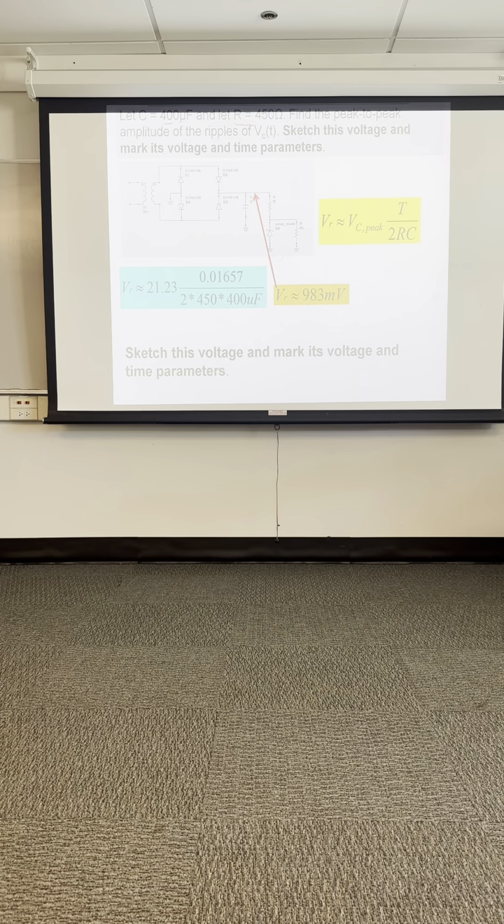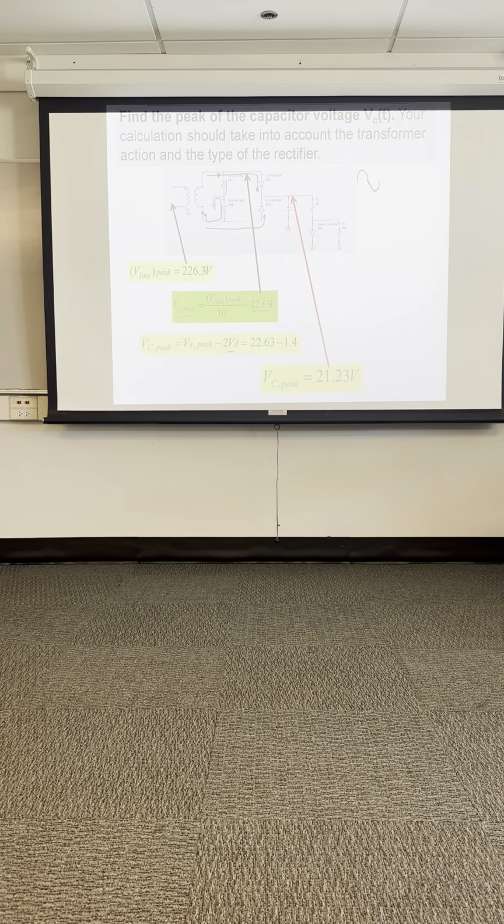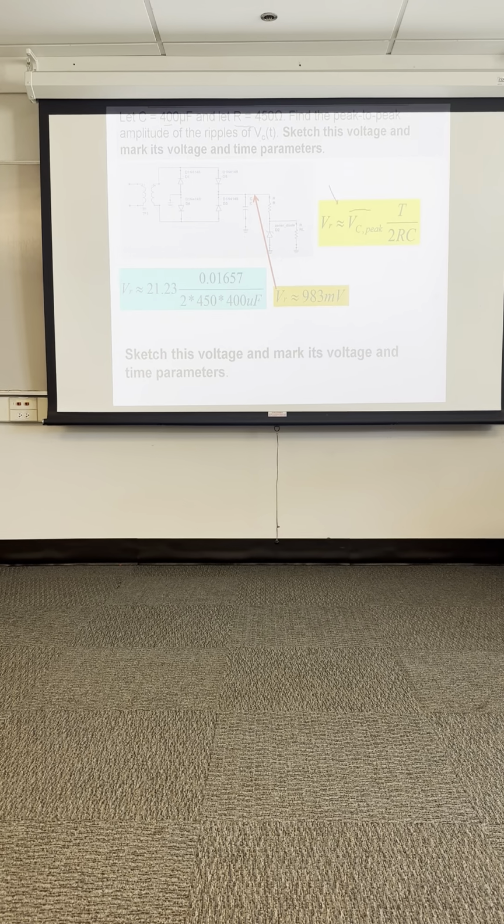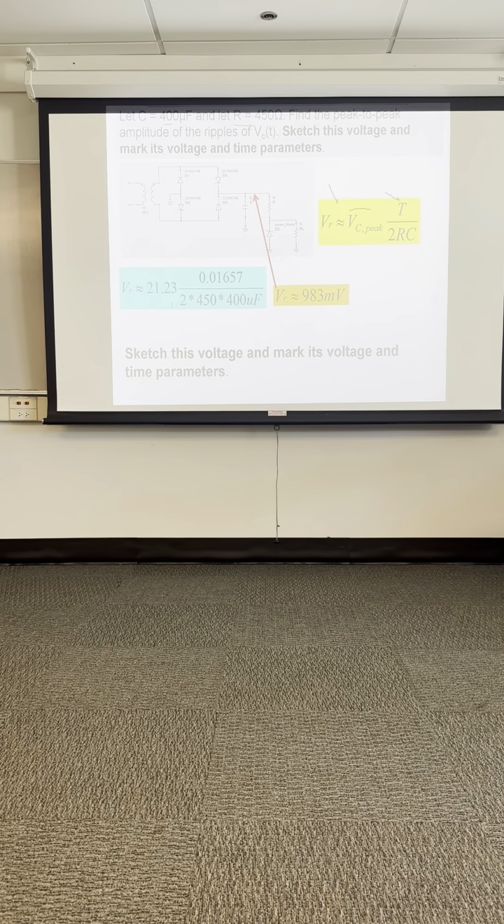Since it's a full wave rectifier, this is our ripple point. So we need the capacitor peak voltage. And from our earlier calculation, from the transformer to this point here, the calculated capacitor voltage is 21.3 volts peak. So we put that in the equation. What is this term T here? Period. That's a period.